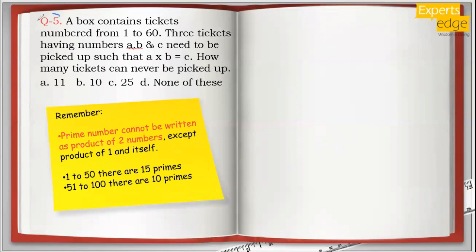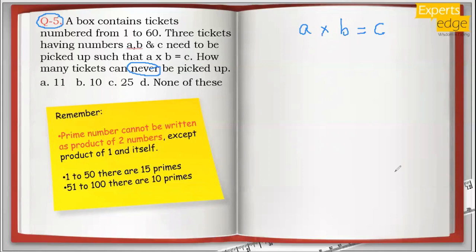Question number 5. It's again a CAT question and a good question. The box contains 60 tickets, and these tickets are numbered A, B, C, let's say, such that we want A into B should be equal to C. So the question is: how many tickets can never be picked up? So we need to concentrate on which can never be the values of A, B or C.